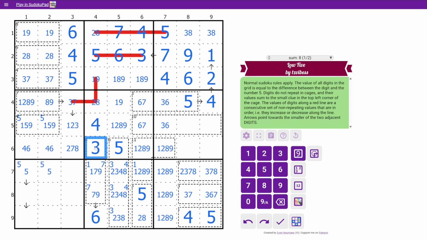So this is a 2 value. Alright. The 1 goes on the top. Okay. Fine.